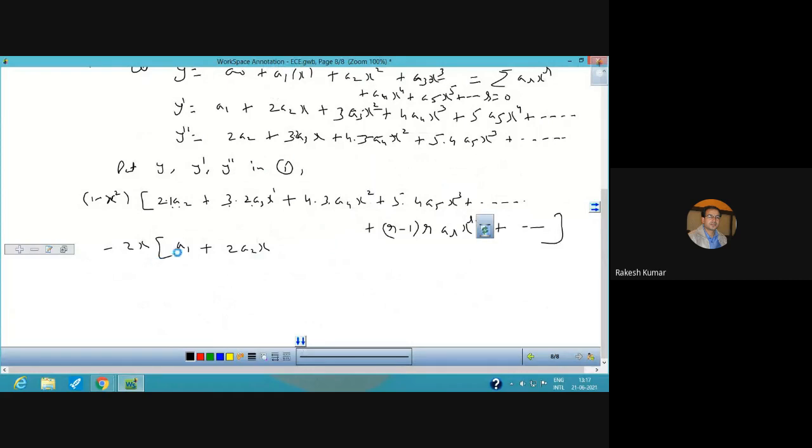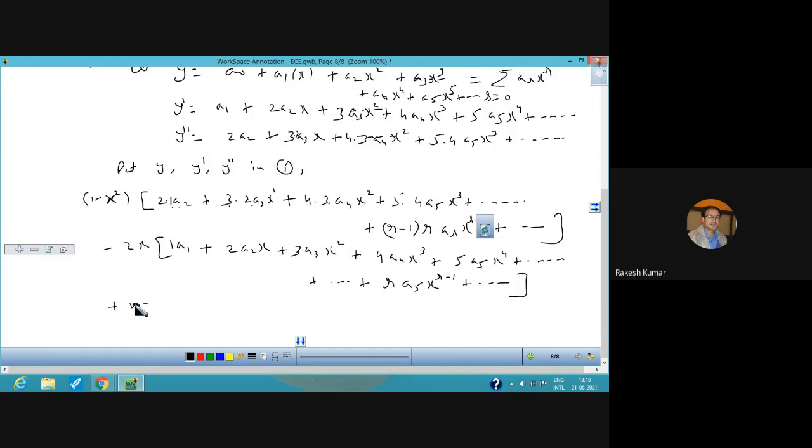So here we have minus 2x a1 plus 2a2x plus 3a3 into x square plus 4a4x cube plus 5a5x raised to power 4 plus so on, and the next term will be rth. Just see, here we have 1a1, 2a2, 3a3, 4a4, 5a5. So the pattern is r a_r and x raised to power r minus 1. You can find out the rth term.